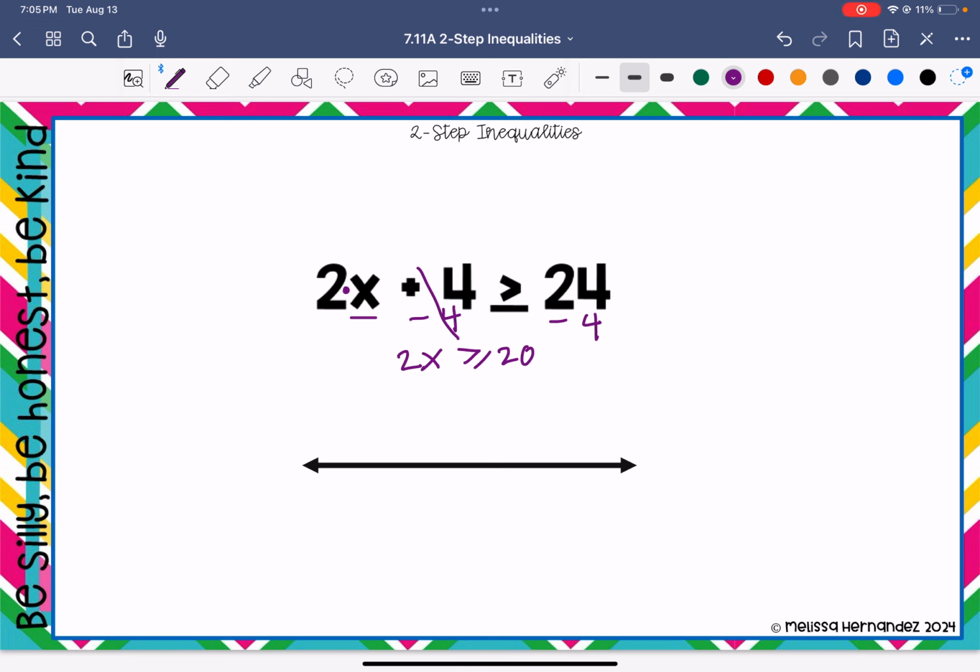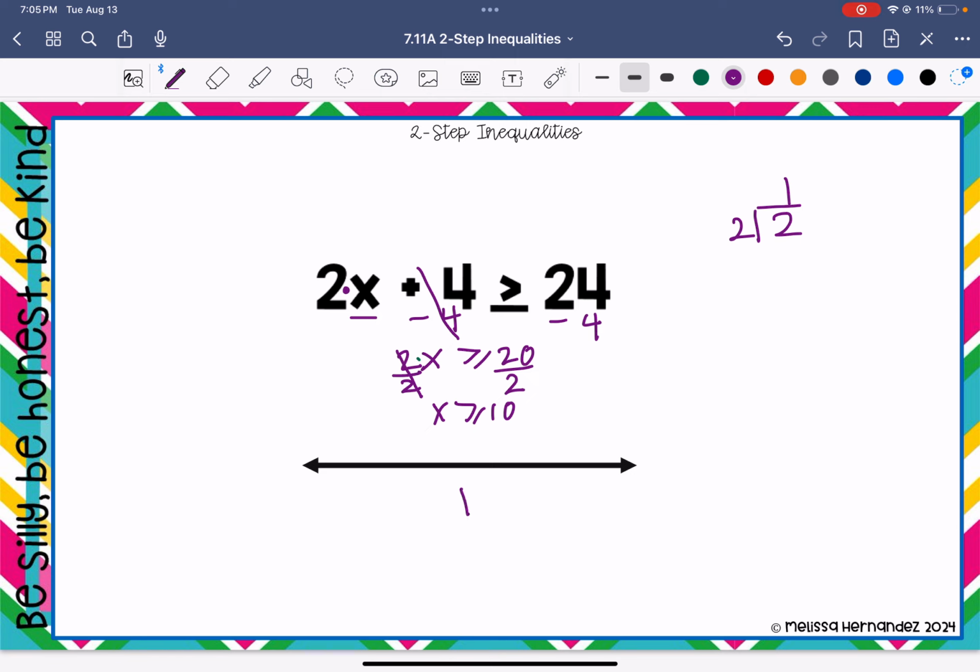So if we're doing the inverse operations and it's 2 times x, well, the inverse would be divide. And whatever you do to one side, you do to the other. So the 2 over 2, it just means 2 divided by 2, which equals 1. So we've got it down to 1x. And then half of 20 would be 10. So we want numbers that are greater or equal to 10.